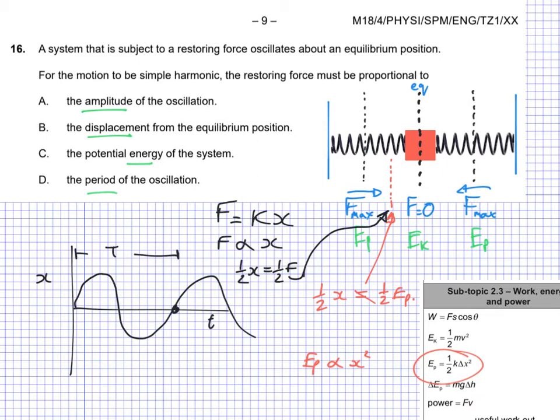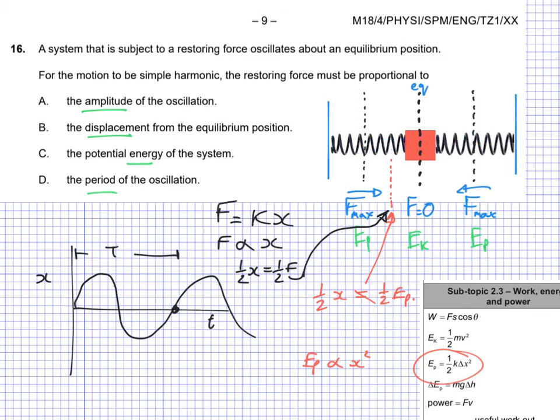So let's look at our options. Option A is the amplitude of the oscillation. Once it's in simple harmonic motion, it's saying the restoring force must be proportional to the amplitude. Well, the amplitude of the oscillation is just how much this is going up and down, which is the amount of displacement. Now, if it's in simple harmonic motion, then we're assuming no friction, so this is going to keep going up to the same height all the way along.